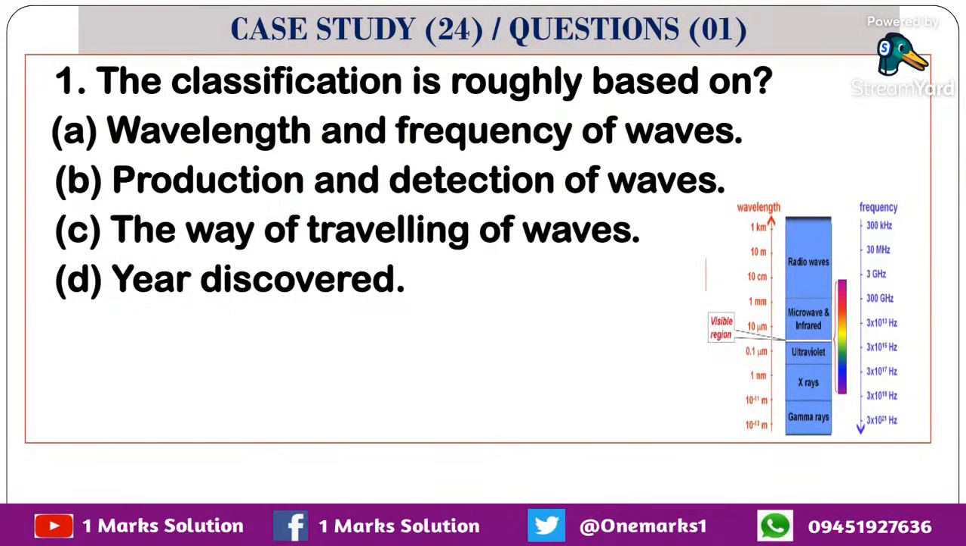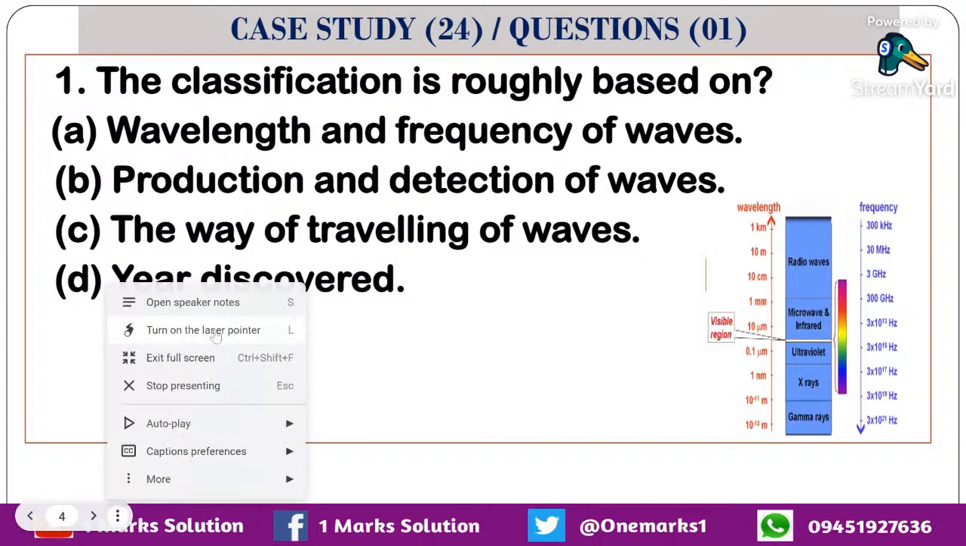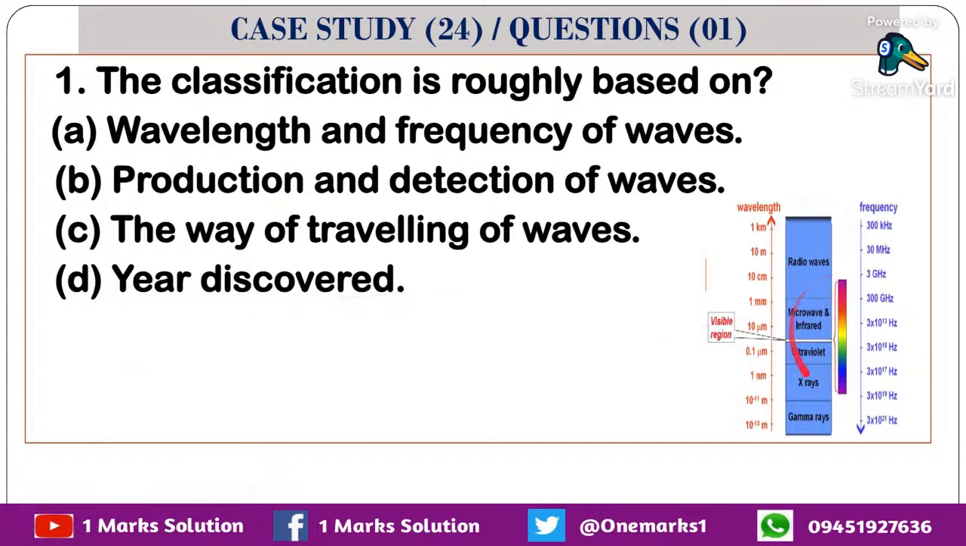Okay. Now let us move on to the first question. You can see the spectrum is there. Spectrum means radio waves at the top, then microwaves, then infrared, ultraviolet, X-rays, and gamma rays. The frequency range as well as the wavelength range, both are there. Only thing, in the visible region, all the colors will also be there. That is why you can see that colored one.